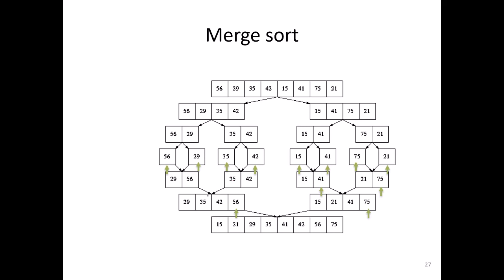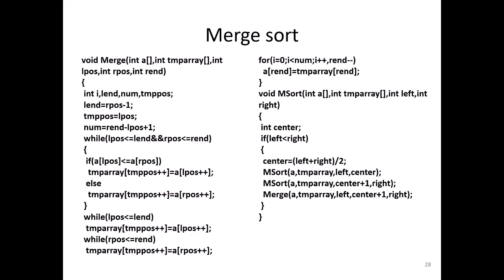We copy the value. So if left position value is less than or equal to right position value, just copy the value from the left array and store it into the temporary array. So we need to check left position less than or equal to left end, and right position less than or equal to right end.